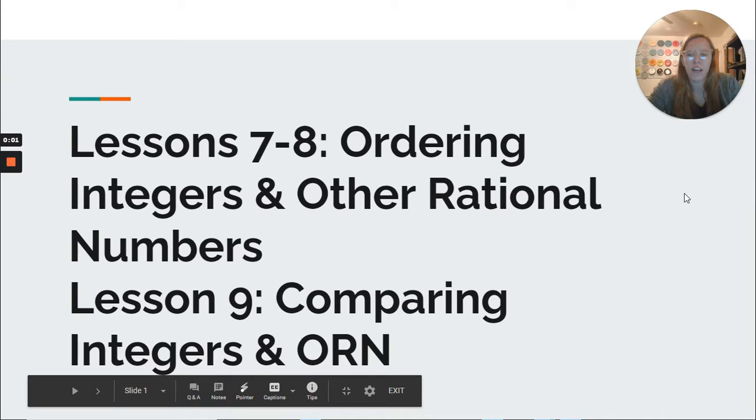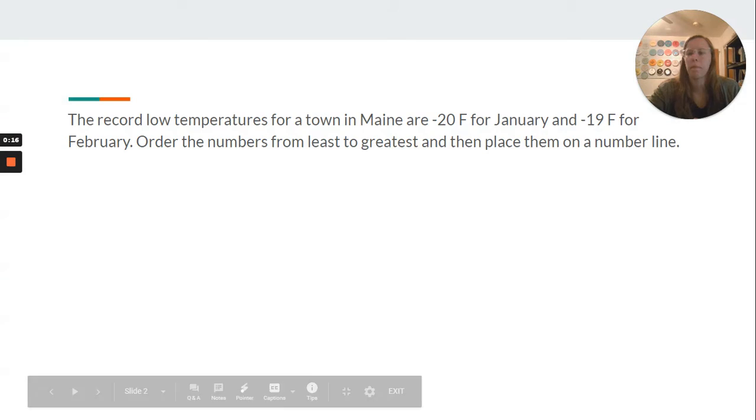Sixth graders, we have 3 lessons to get through today, but it won't be too bad. So we're looking at lessons 7 and 8, which are ordering integers and other rational numbers, and lesson 9, which is comparing integers and other rational numbers.